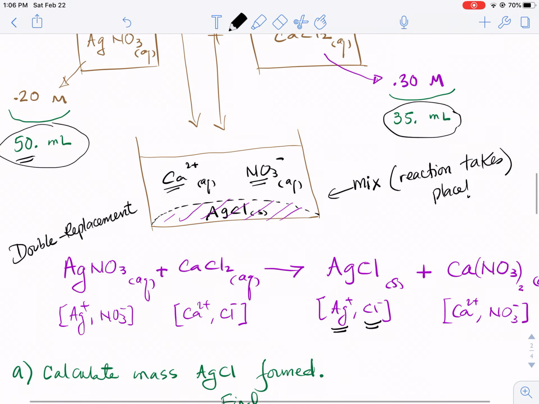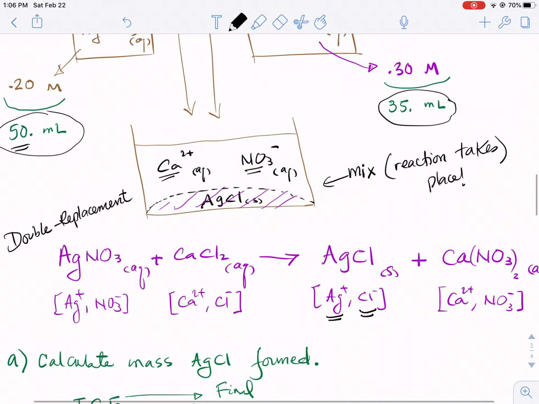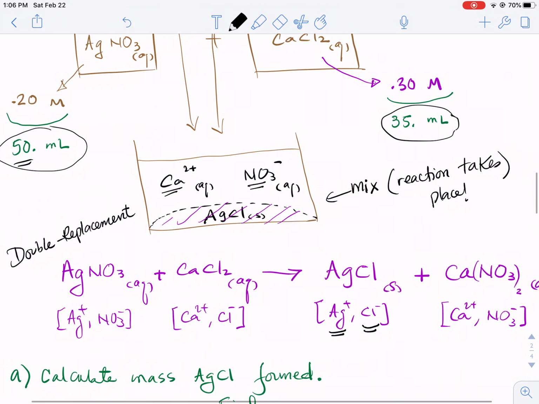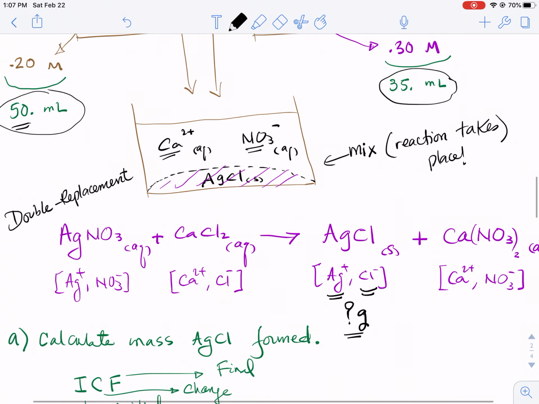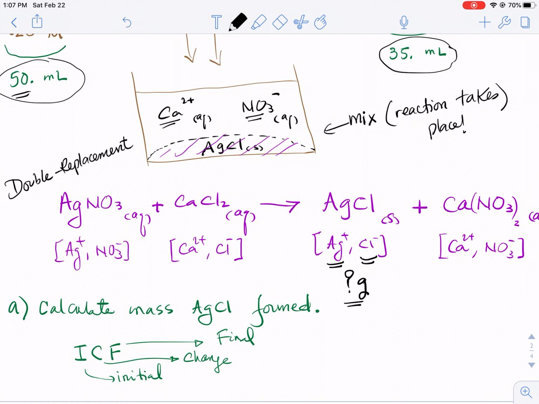And for the first part of the problem, I'm asking you to calculate the mass of silver chloride formed. So go ahead and use whatever technique is easier for you to determine the limiting reactant first, and then determine the mass of silver chloride. Mass units are commonly in grams, so you're trying to figure out how many grams of silver chloride is the product here. Then pause the video, solve the problem, and watch the video again to see my technique of using an ICF table.